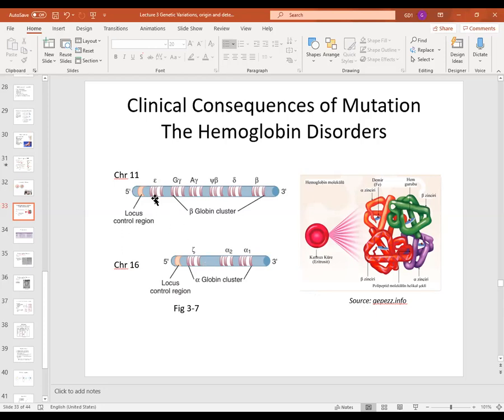Here, epsilon, gamma, and delta globin relate to when we are embryos or when we are babies. So those genes are expressed, but when we become a little bit more mature, beta globin takes over and is expressed, and those genes will not be expressed anymore. Alpha globin is also the same thing. Theta is also expressed, and also alpha 1 and 2. So with a mutation in those genes, we will have trouble with the amount of oxygen in any cells.